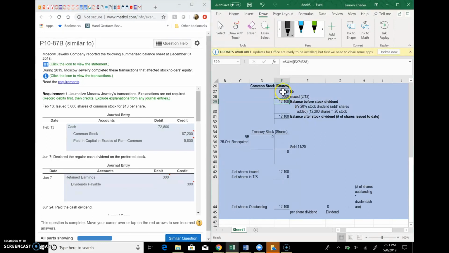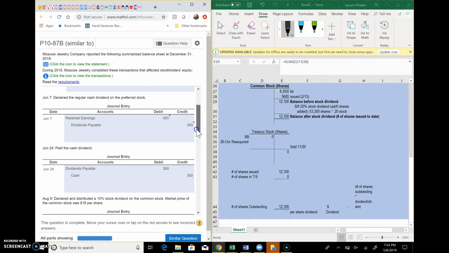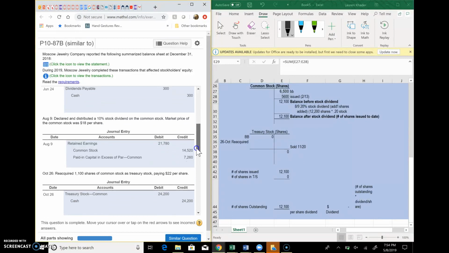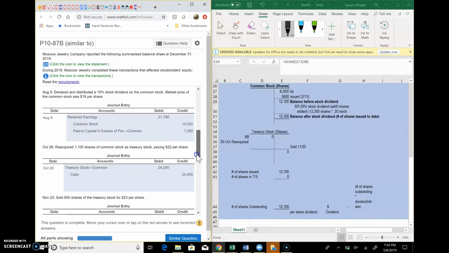And now what I did was sum here, so I added up the beginning balance plus the number of issued shares on February 13th. And this gives me my balance before the stock dividend, which happens in August. So August 9th, they declared and distributed a 10% stock dividend on the common stock.